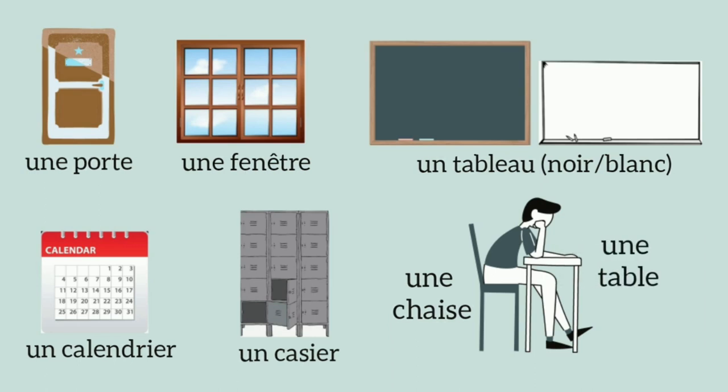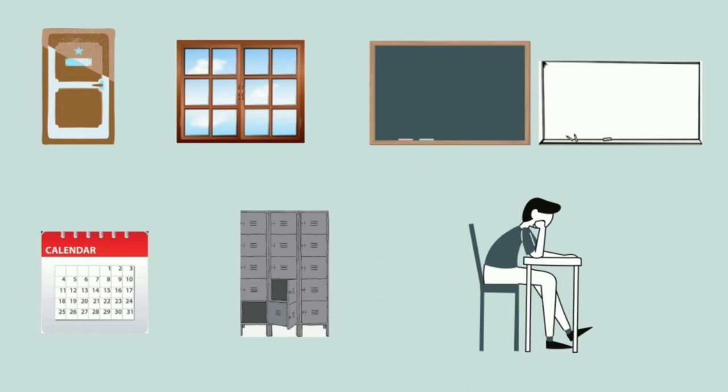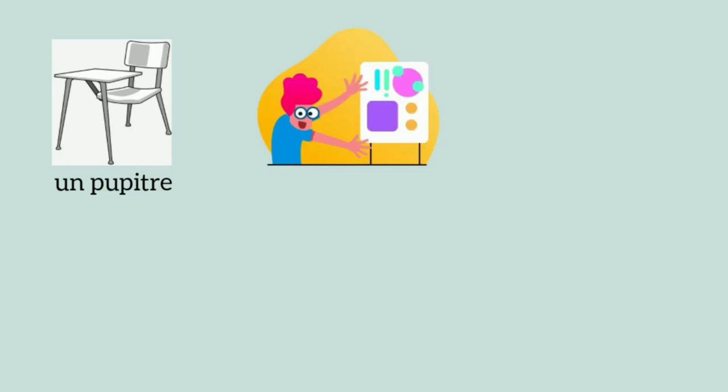Okay, then there can be a desk also. Okay, in some classes, in some schools, we have desk. What is a desk? Where chair and table are combined together. Okay, so desk in French is called un pupitre. Un pupitre. Okay, then there could be various charts on the wall.